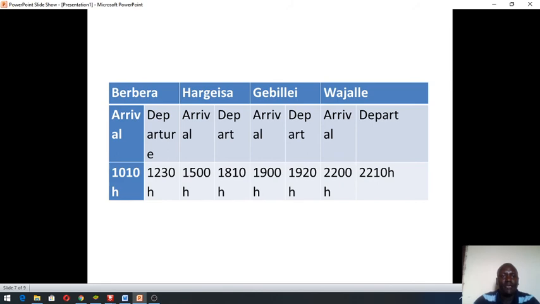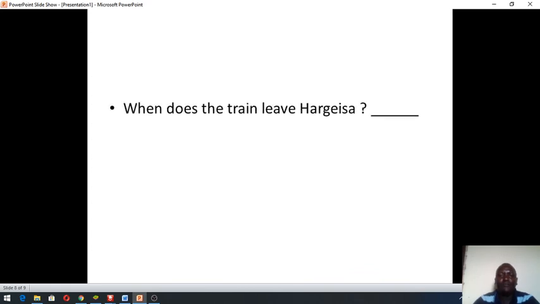Arrival is 10:10 hours. Departure is 12:30 hours. Arrival Hargeisa is 15:00 hours. Departure 18:10 hours. Arrival 19:00 hours. Departure 19:20 hours. Arrival 22:00 hours. And departure from Wachale is 22:10 hours. So we are going to use that table to answer the following questions.